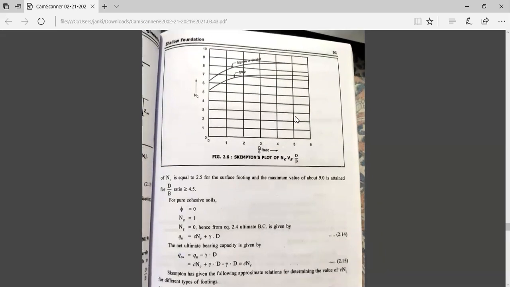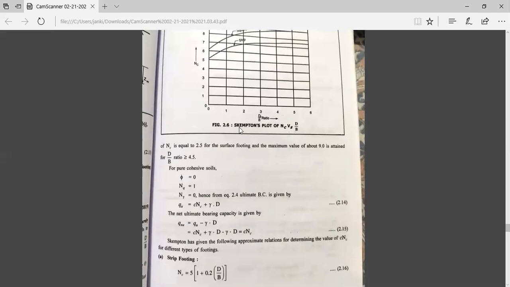So for purely cohesive soils, we take phi equal to 0, Nq equal to 1, and N gamma equal to 0. So from equation 2.4, the ultimate bearing capacity is given by qu equals c Nc plus gamma D, right? So the net ultimate bearing capacity qnu is equal to qu minus gamma times D.